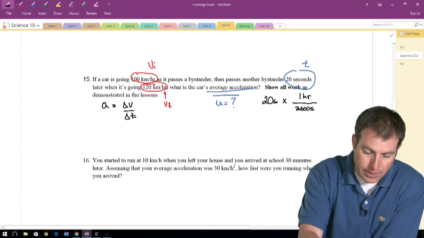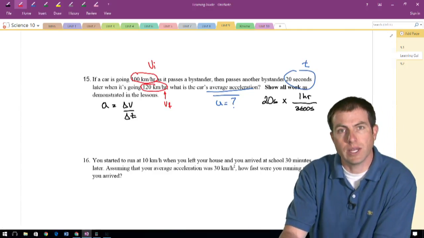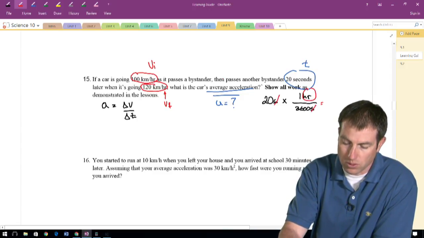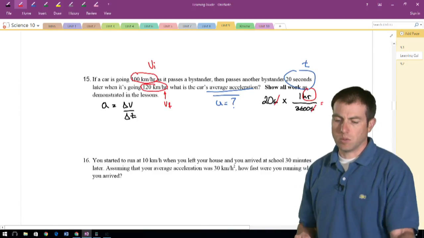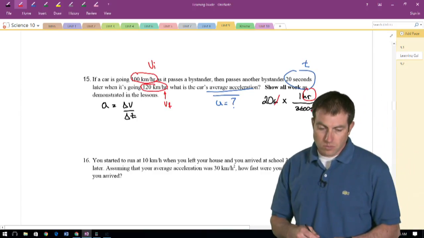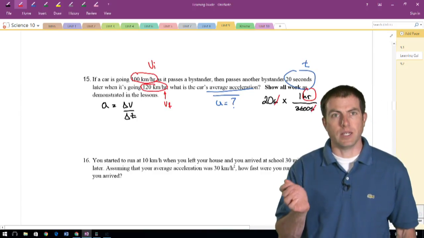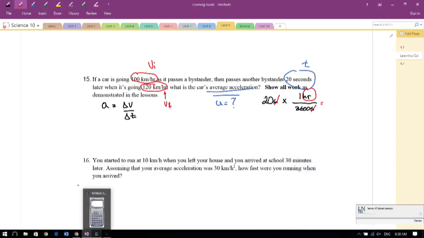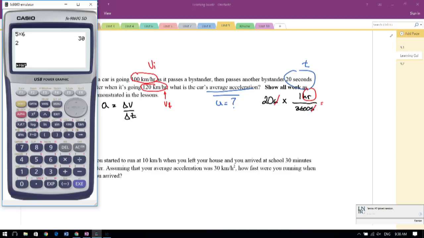So why did I put seconds on the bottom? Well, if I have seconds on the top and the bottom, it cancels, and I'm left with units of hours. We've done some of these calculations before, where we converted meters per second to kilometers per hour and vice versa. We're going to get a really small number because 20 seconds isn't very long in terms of an hour. So I'm going to go 20 divided by 3,600.